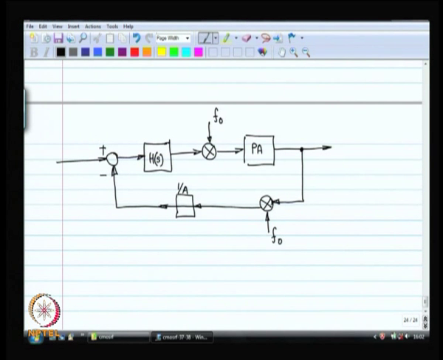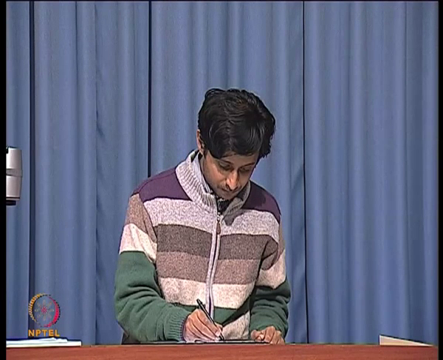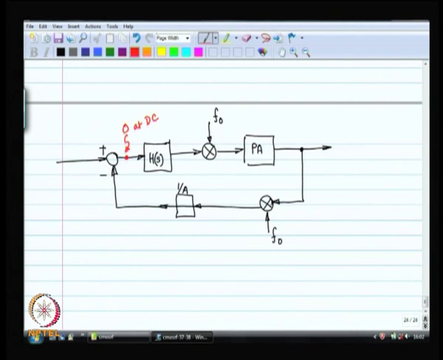Now, what is going to happen? It is easy to build an integrator. An integrator means infinitely large gain at DC. So, around DC, the error signal over here is 0. Okay. What does that mean? That means that at DC, these two signals are equal.